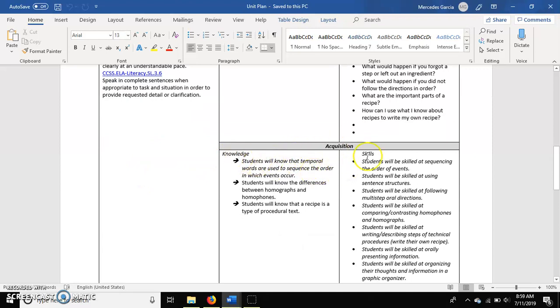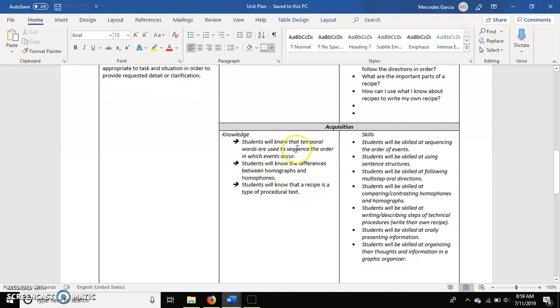The acquisition: we have knowledge and skills. Knowledge: they will know that temporal words are used to sequence the order of events. They'll know the differences between homographs and homophones. Know that a recipe is a type of procedural text. These are the skills they'll be gaining.